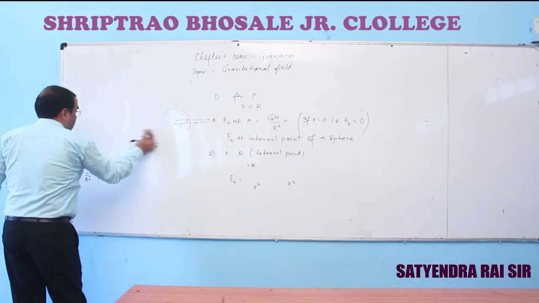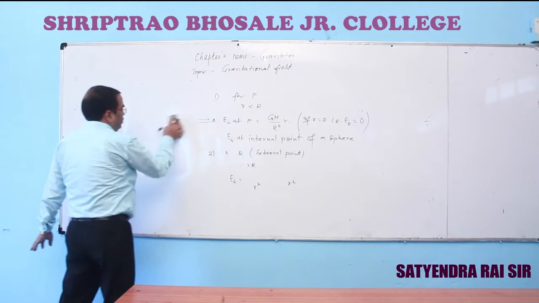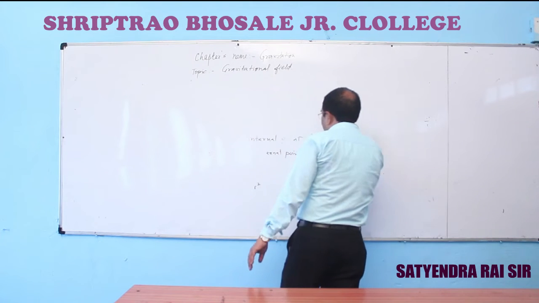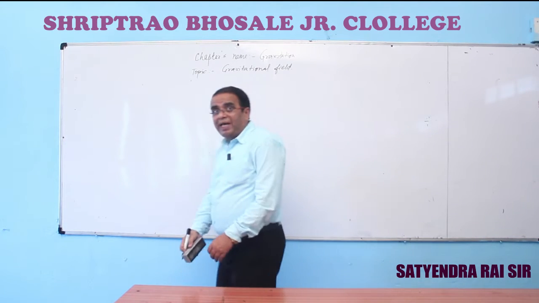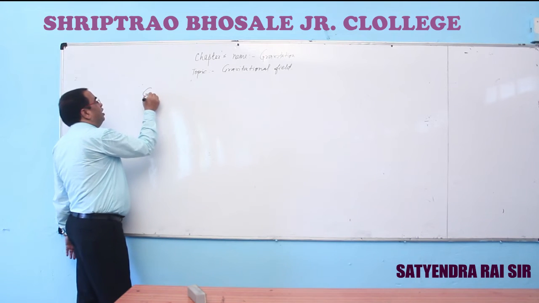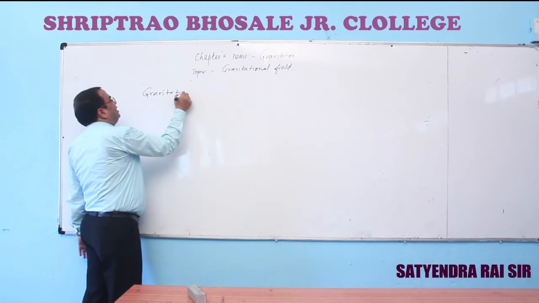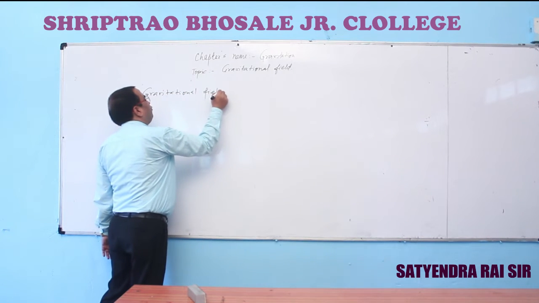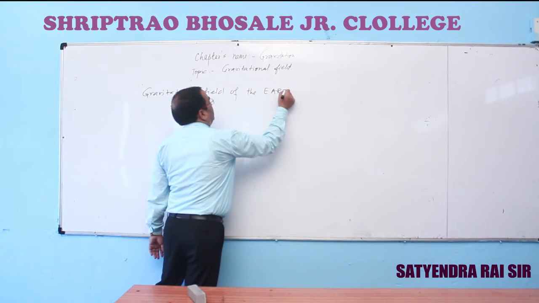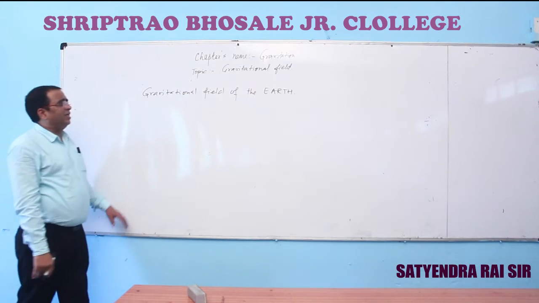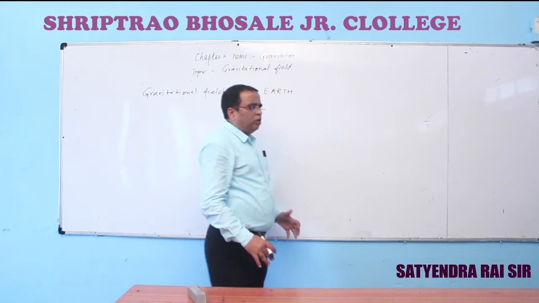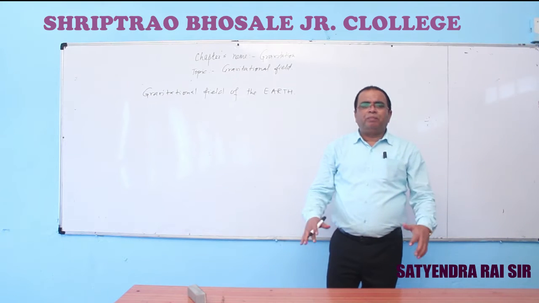Okay. Now, why did we learn this part? We learn this part so that we are better able to know the gravitational field of Earth, our own planet, right? So now we'll try to learn the gravitational field of our own planet, the Earth. This time we will talk about our own planet Earth.